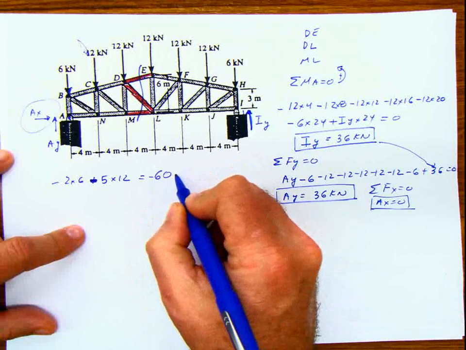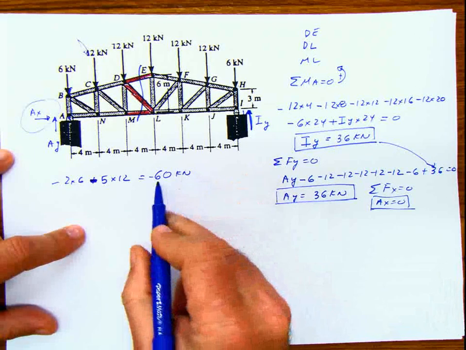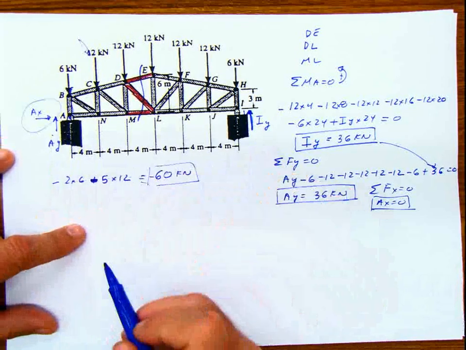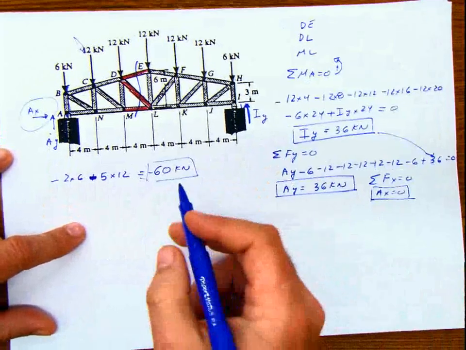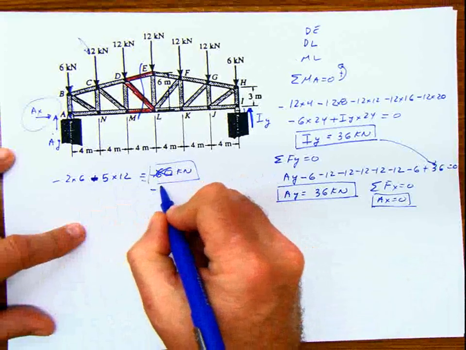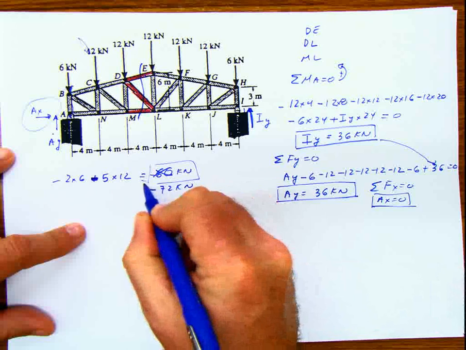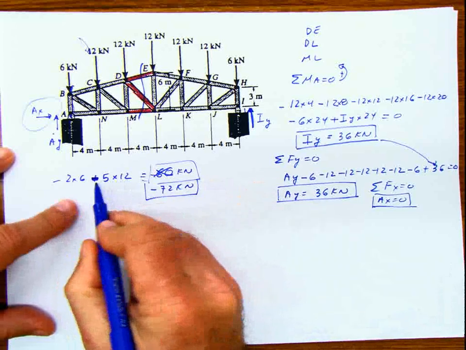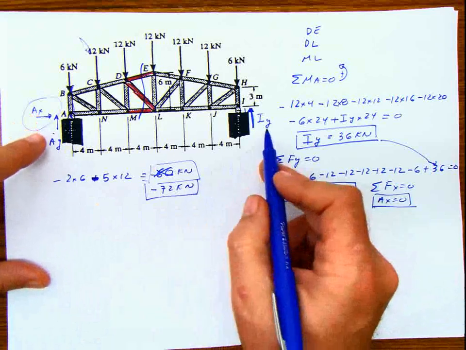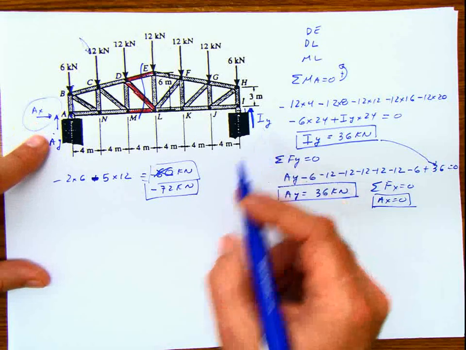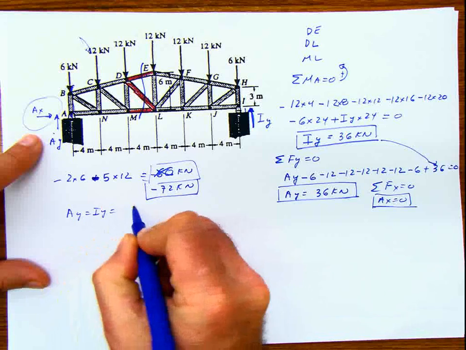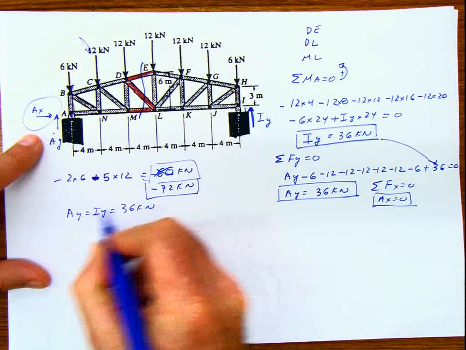The total vertical load is negative 60 kilonewton. This is absorbed by this AY and this IY, which are the same. So each one of them, not 60, 72. I don't know why I said 60. 72 kilonewton. 60 is just this multiplication. 60 plus 12, 72. So that means that this 72 has to be taken by these 2 forces, which are the same. That means that AY equals IY equals 36 kilonewton. Directly.